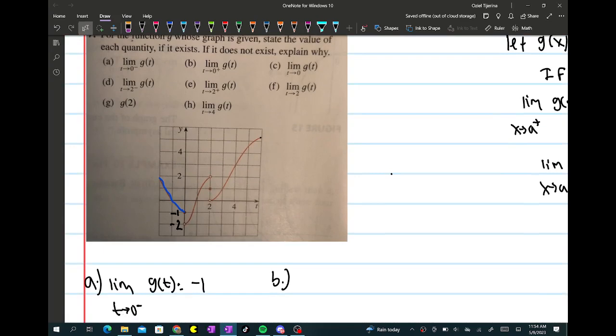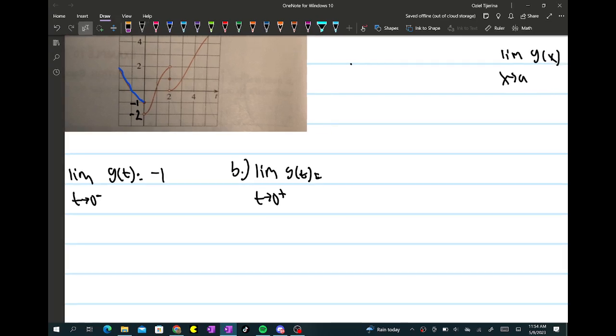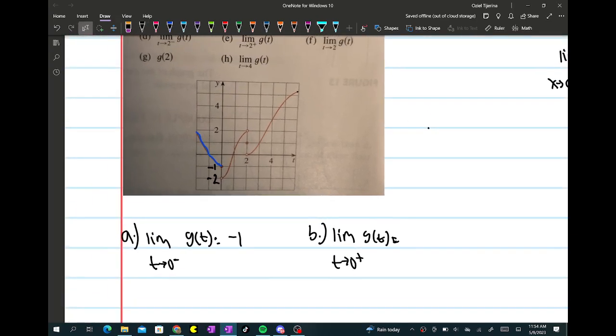Then part B says, find the limit as t approaches 0 from the right of g of t. So we're going to look at the function from the right. Here is the right-hand side, and I'm going to trace this curve. Here's the right-hand side because it's positive t, and that's the left, to the left of 0, right?